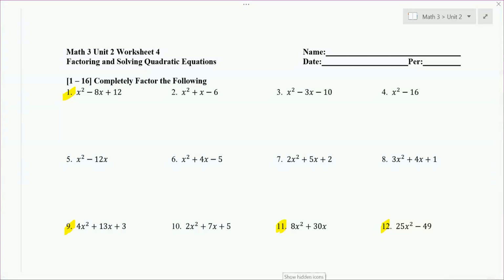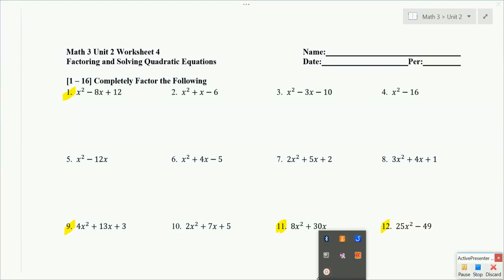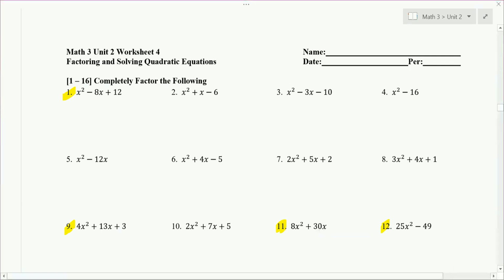I'm going to work through a few problems here on Worksheet 4. Let's start with number 1. Number 1, we're asked to factor the following.